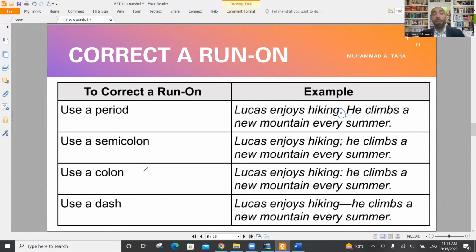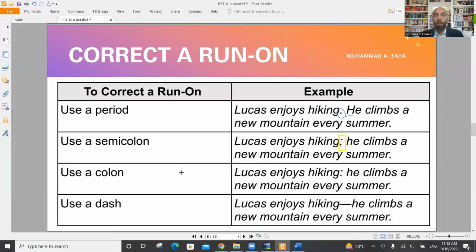Yeah. The other thing, it's a punctuation mark, which we call, let's box this one here. Yes, this one we call it semicolon. Semicolon. So what's the semicolon? Semicolon is a punctuation mark that can be used to link two related sentences. So we have a sentence and another one, like this one, Lucas enjoys hiking. The other one, he climbs a new mountain every summer. The second sentence is talking about Lucas, and it's related to the same thing, enjoys hiking. So I can add semicolon to link them. So in this case, I don't have a run-on. It is correct.